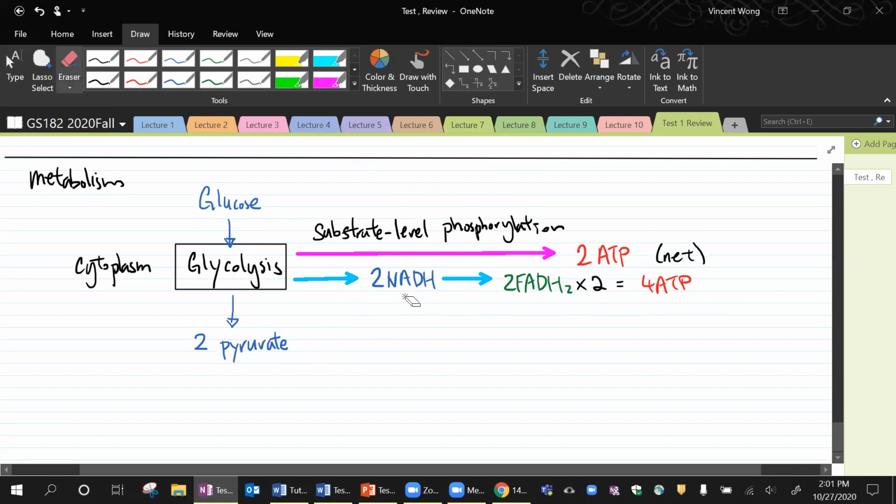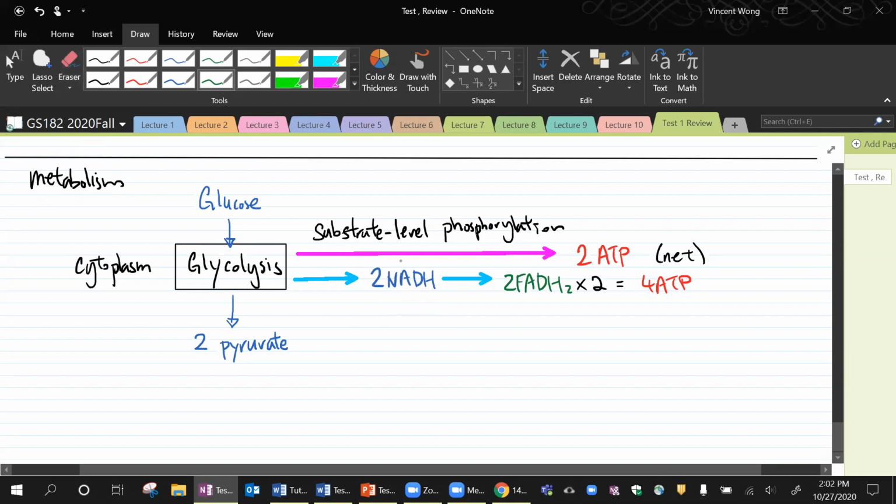Okay, I'm so sorry, another question. Why does NADH go to FADH? Can you explain that for me again, please? Okay, so these two NADH are in the cytoplasm, right? The ETC happens in the cristae.